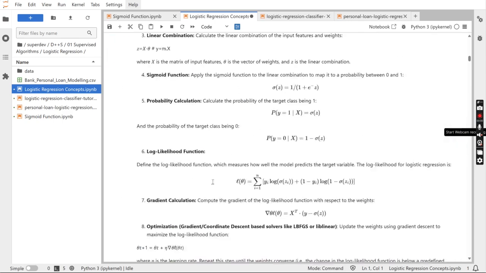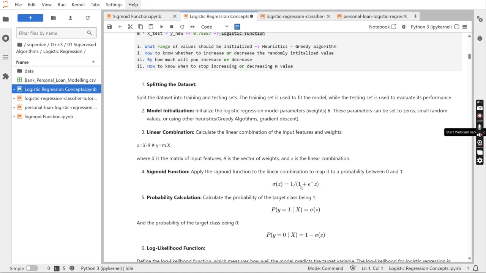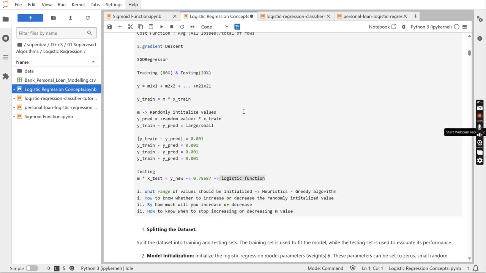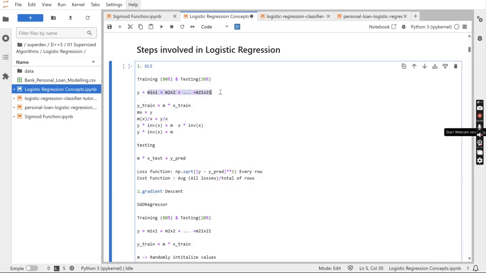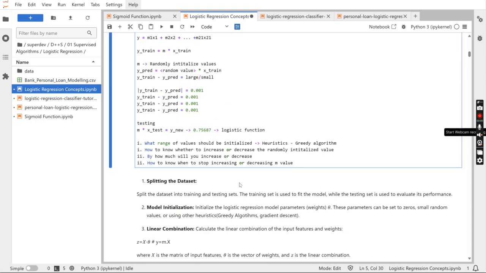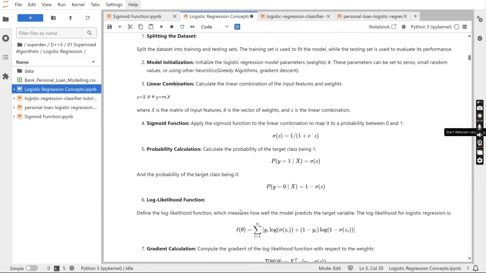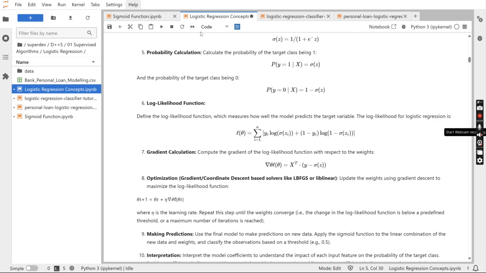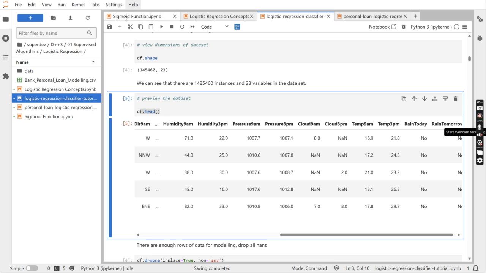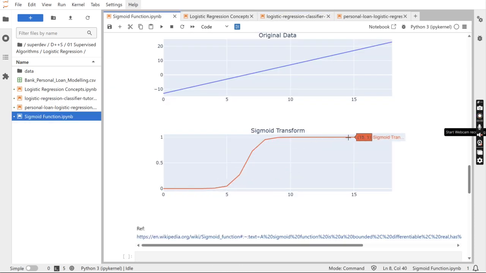Here, the z value is the entire equation. Z is nothing but your slopes multiplied by x, this entire thing. The m value you found out from training, and the x values you already had. The combination of that you will substitute in that sigmoid function. Finally, once you do, you will get the sigmoid transformation, along with the probability values.